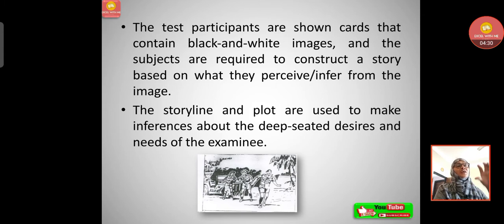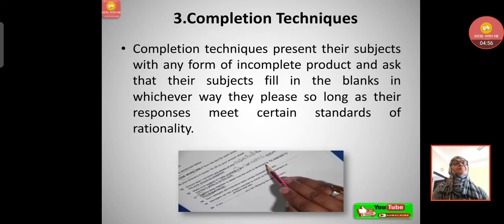You can see the picture, one black and white picture will be given. I can give my own story: one person is running and two persons are behind them. The story I narrate will be different from that of the individuals who narrate their own perceptions. The storyline and plot are used to make inferences about the deep-seated desires and needs of the examinee.